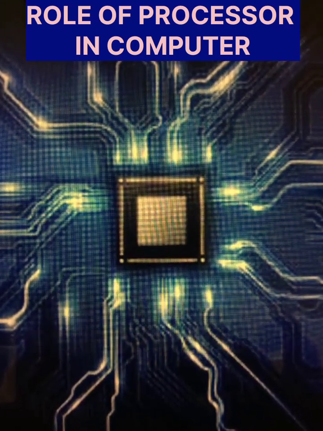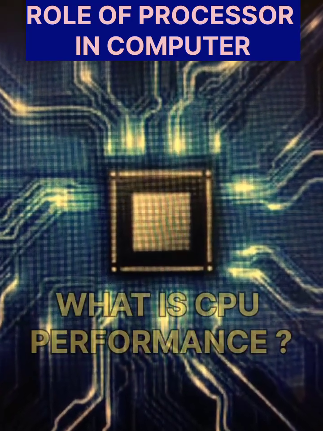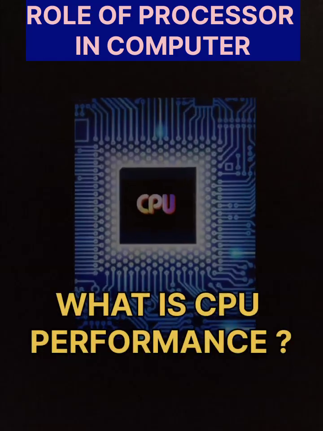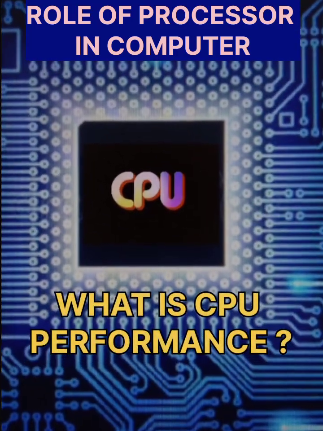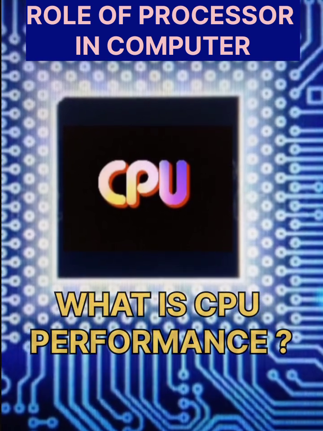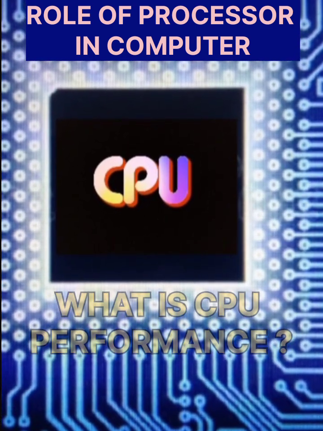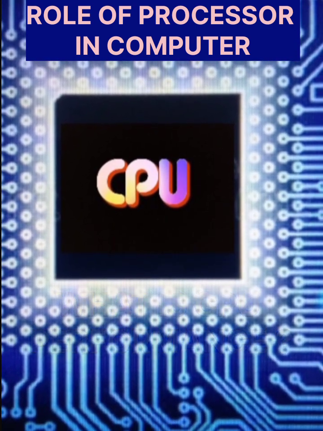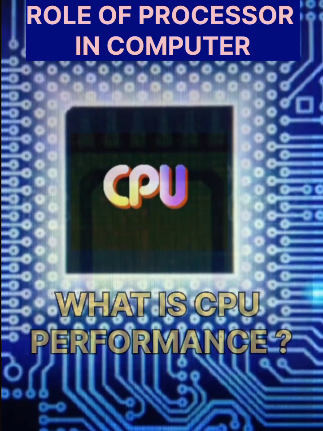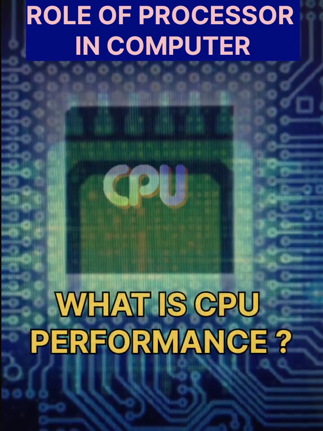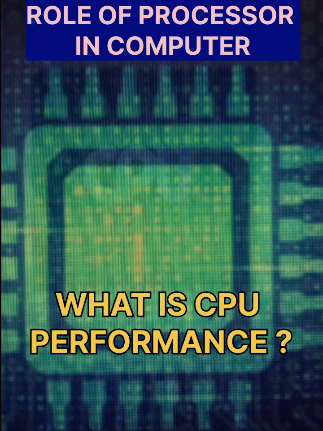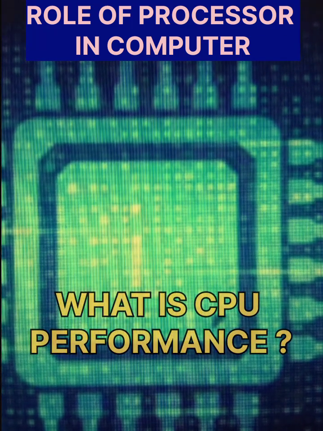What is CPU performance? CPU performance refers to the speed at which a computer's processor can execute tasks. It is quantified by the number of instructions processed in 1 second. The performance is influenced by factors such as the processor's clock speed, its architecture, and the size of its cache.